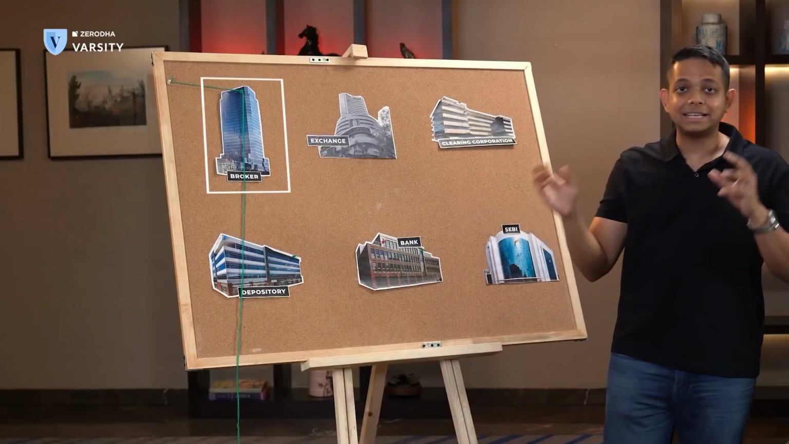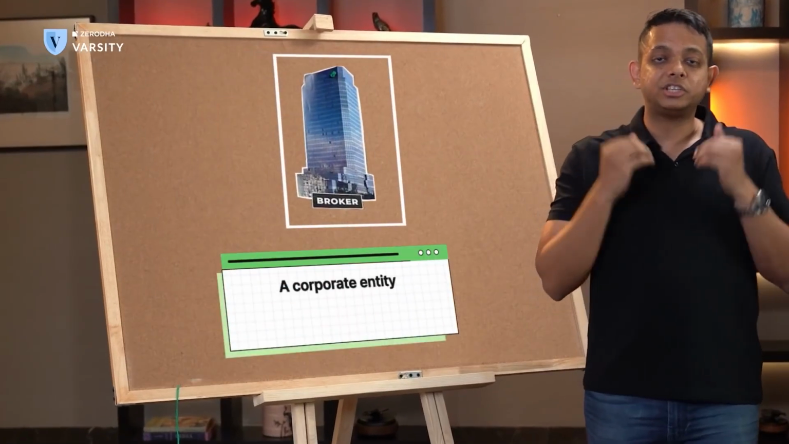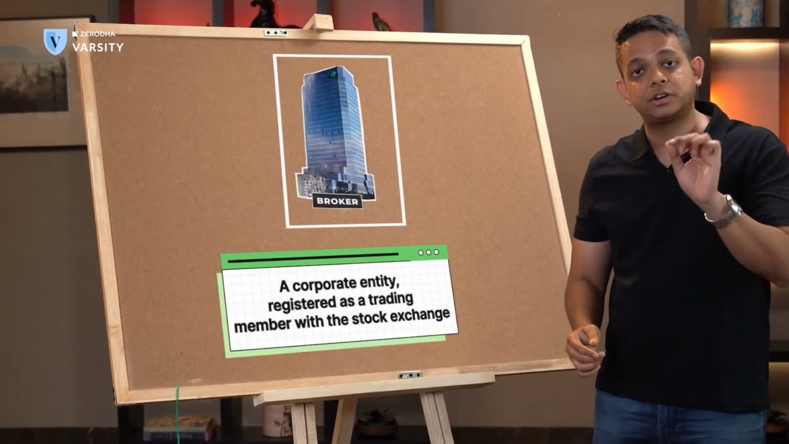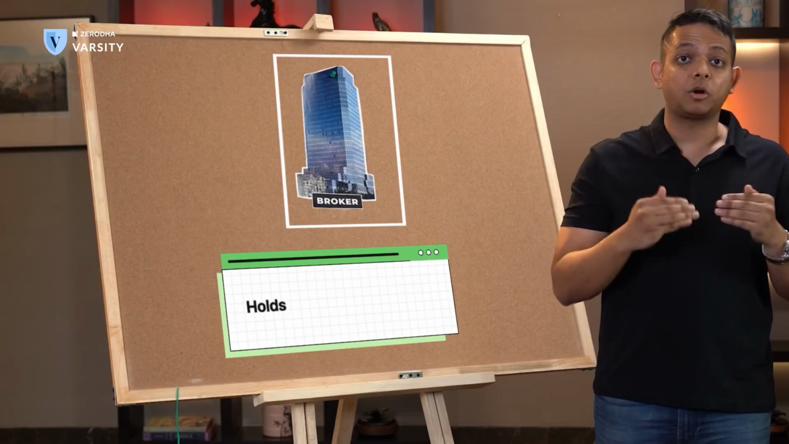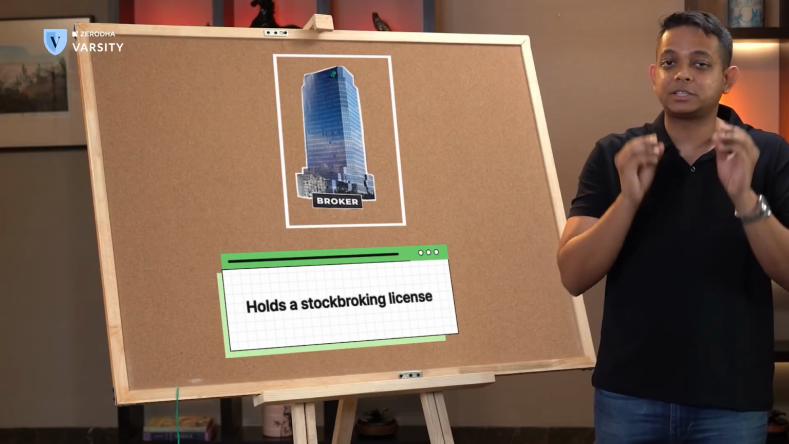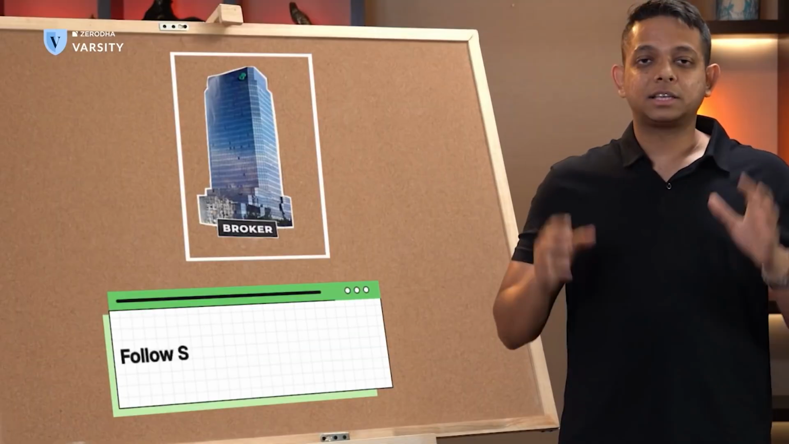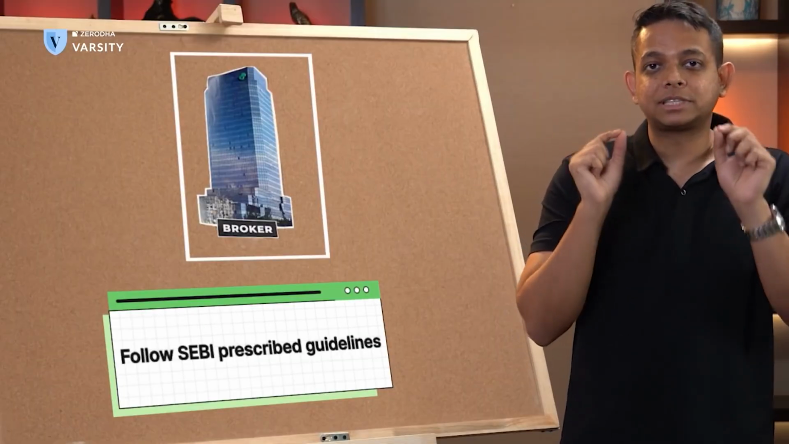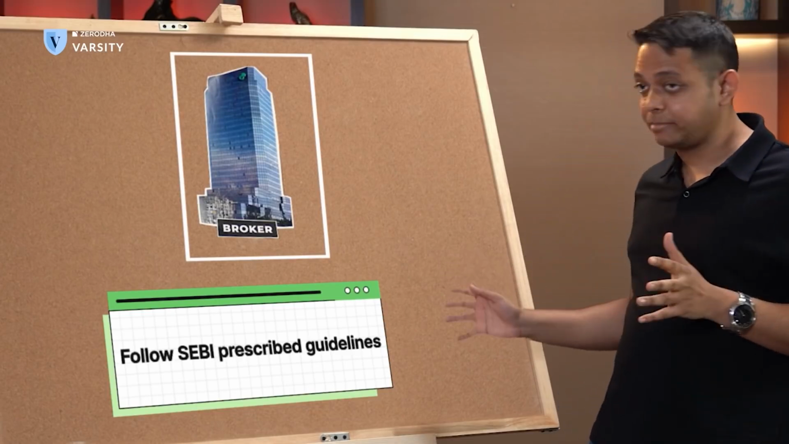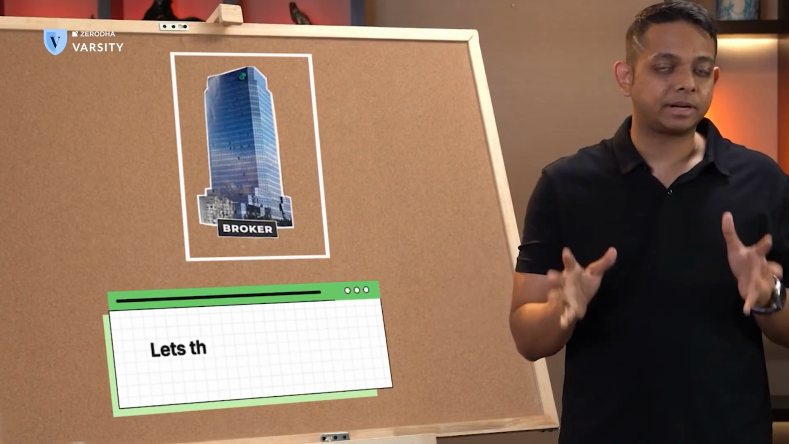And a stockbroker is a corporate entity registered with the stock exchange as a trading member. They also hold a stockbroker license. This is where you place your buy and sell orders. A stockbroker operates under the prescribed guidelines by SEBI, which is the regulator for the capital markets.